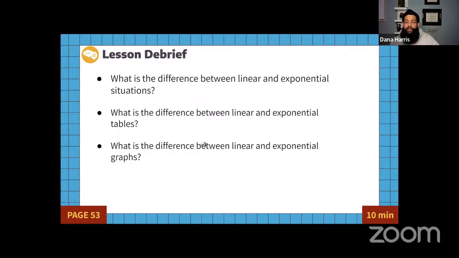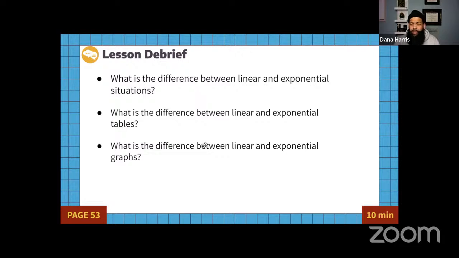What is the difference between linear and exponential tables? Well, one of the differences between linear and exponential tables is the change. The increase in a linear table stays the same. It just continues to increase by the same amount, versus an exponential table, the numbers increase by whatever the multiplier is. So the amount changes for each square in the table, okay?